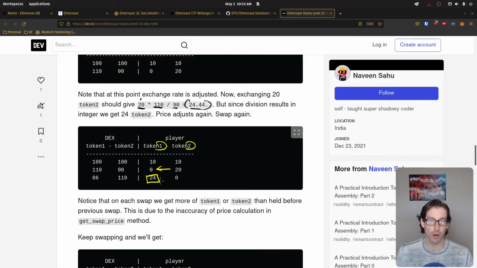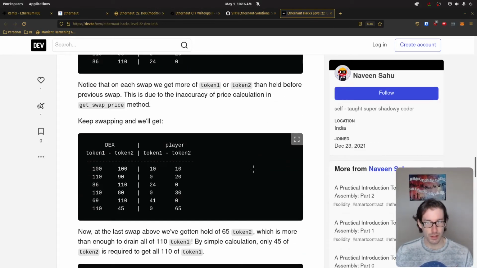We've gotten 4 more because the formula above is faulty, as well as the division is faulty because it rounds down and there's no floating points. As we go through this, we'll continue swapping back and forth, and you can see they've broken it out here. We did our original swap, we got our 24 back, and then we said, okay, now I want all of my token 1 for token 2.